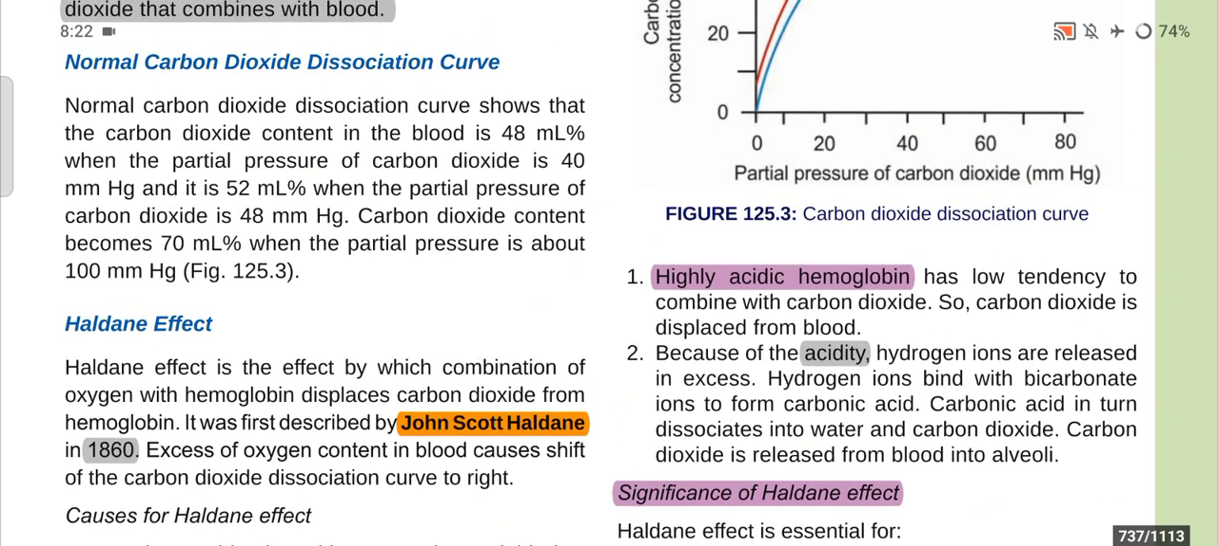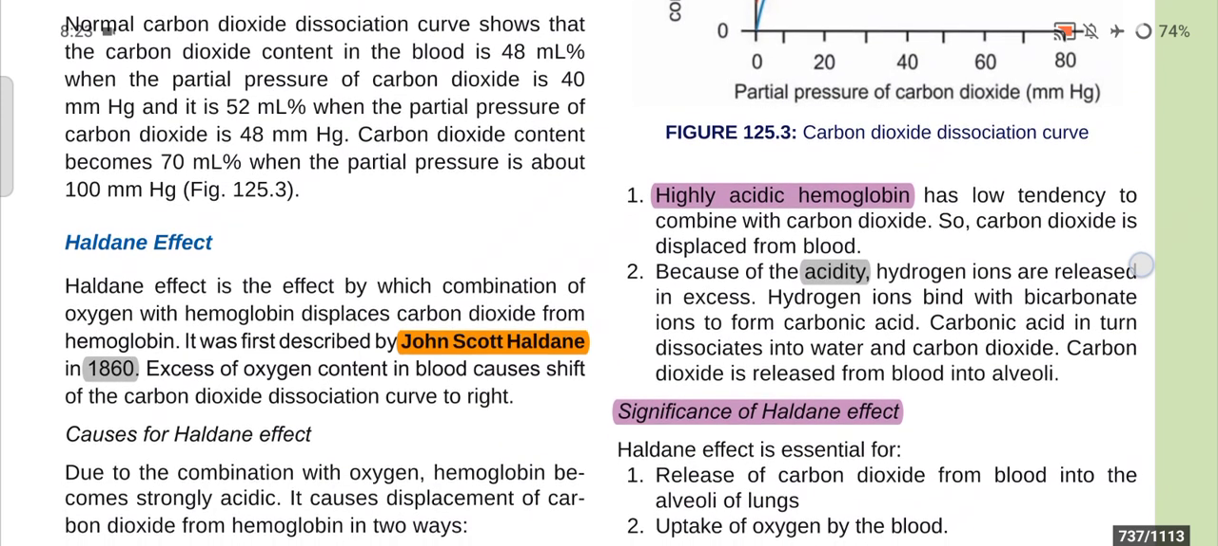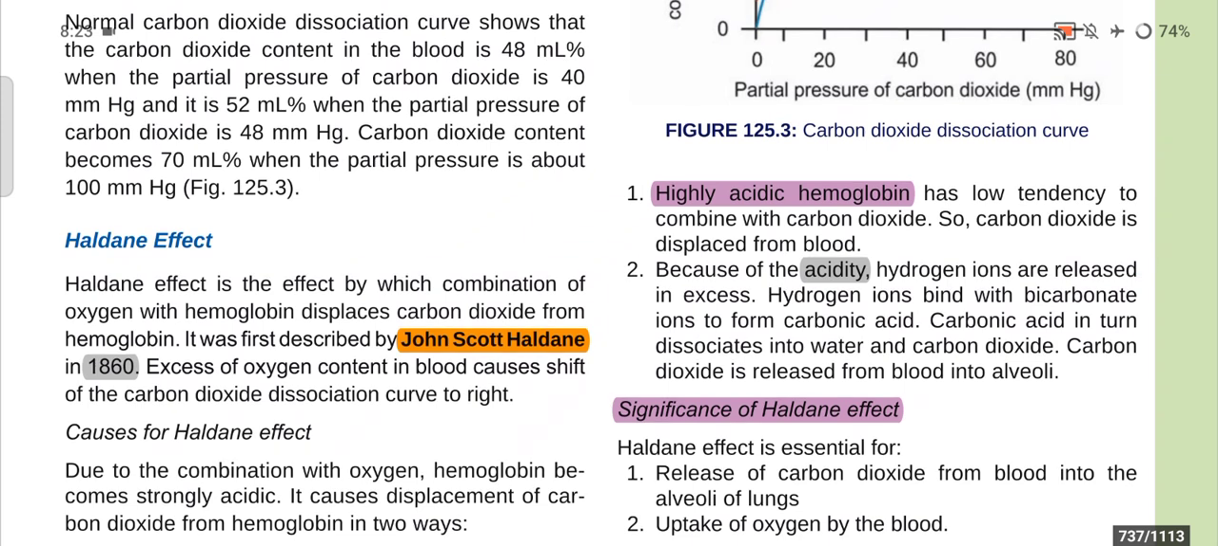There are two causes. One is that highly acidic hemoglobin has a low tendency to combine with carbon dioxide, so carbon dioxide is displaced from the blood. And because of acidity, hydrogen ions are released in excess, and hydrogen ions bind with the bicarbonate ion to form carbonic acid, and carbonic acid in turn dissociates into water and carbon dioxide, and carbon dioxide is released from the blood into alveoli.